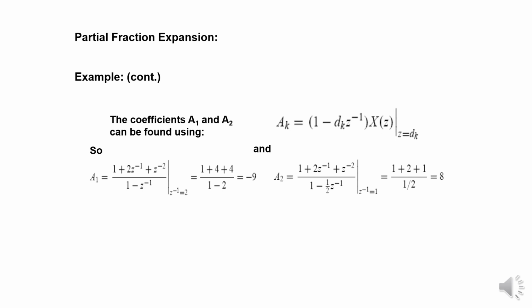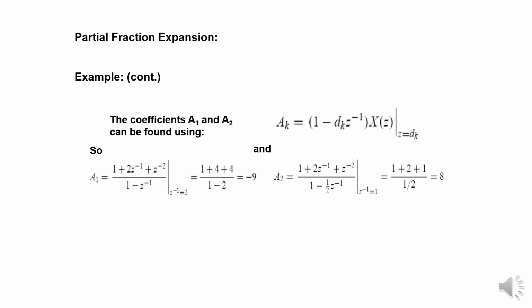So that value you substitute to this, X(z) multiplied by 1 minus 1 over 2 z to the power minus 1, which is the value that you have got in here, right? So then substituting z to the power minus 1 equal to 2, what you are getting is a1 as minus 9, right? So likewise, how can you find a2 then?